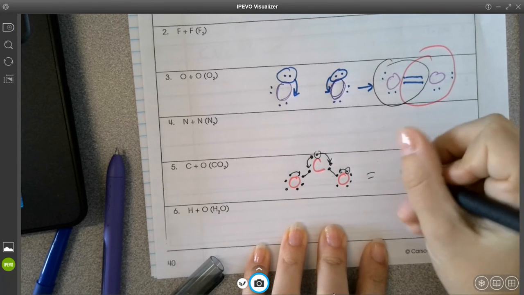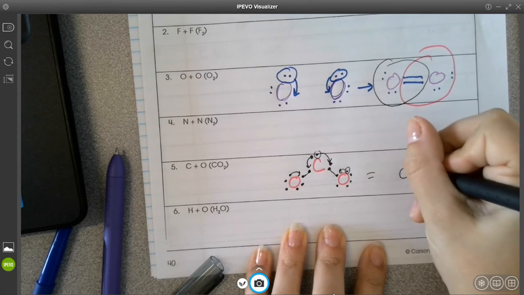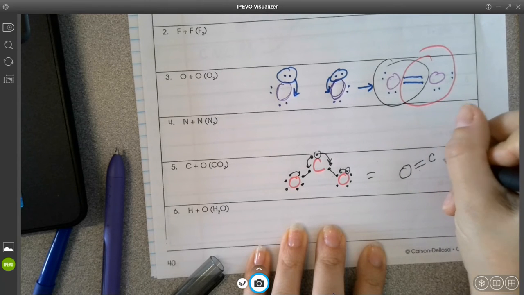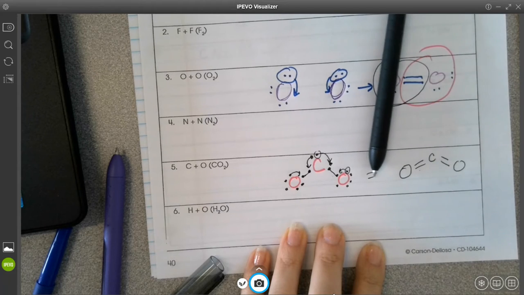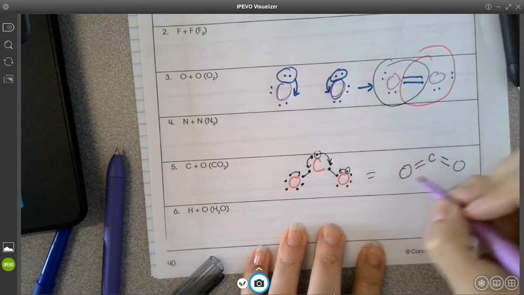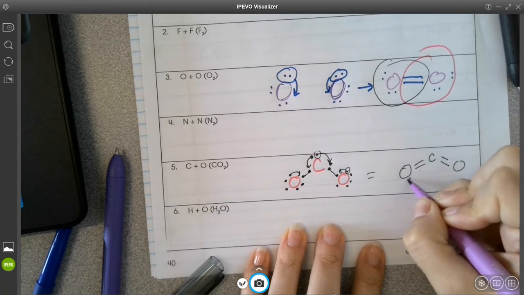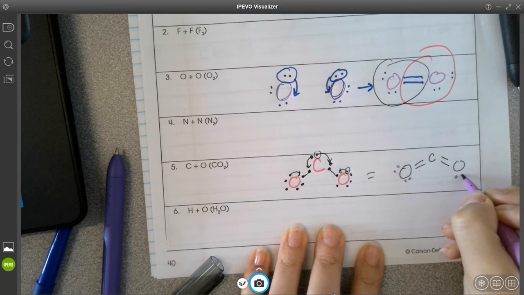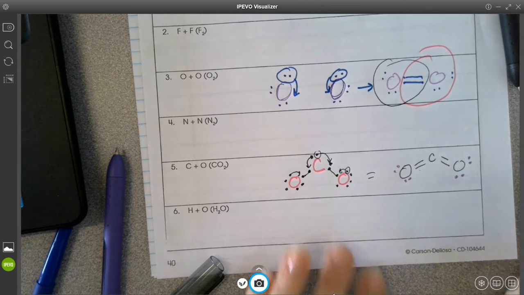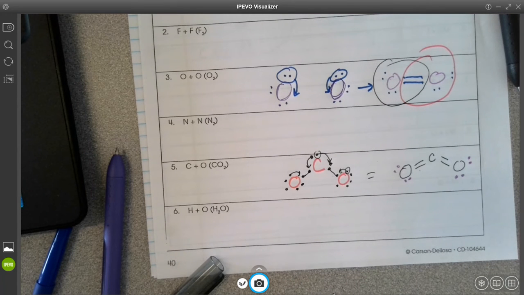So my final molecule, my final shape, should look something like this right here. 1, 2, 3, 4, 5, 6, 7, 8. 1, 2, 3, 4, 5, 6, 7, 8. So these are just examples of what our covalent bonds look like.